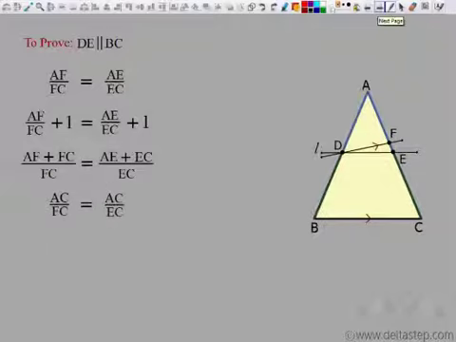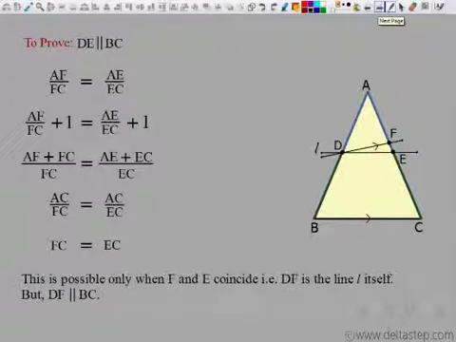Now since AC is the same on both the sides, I can say 1 upon FC is equal to 1 upon EC, or taking reciprocal, that FC and EC are the same. Since FC is equal to EC, I can say that F and E both are the same point. So this line DF is actually the same as line DE. These both points coincide, and hence F and E are the same points.